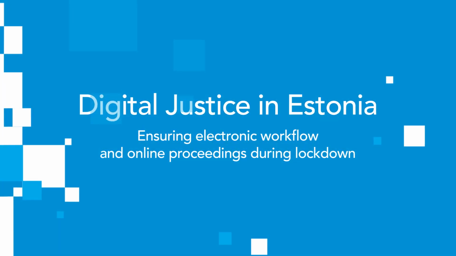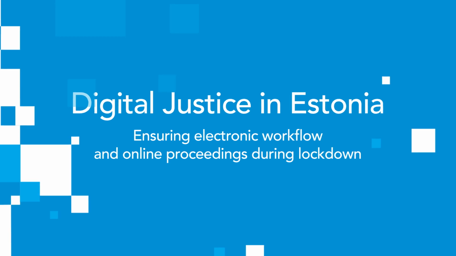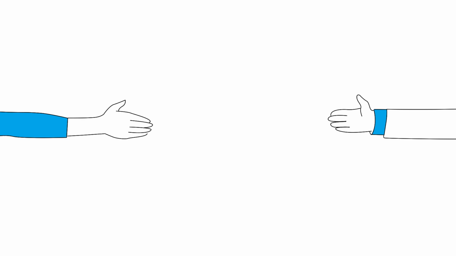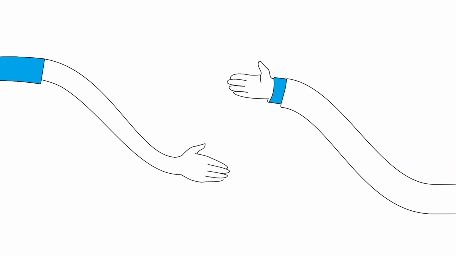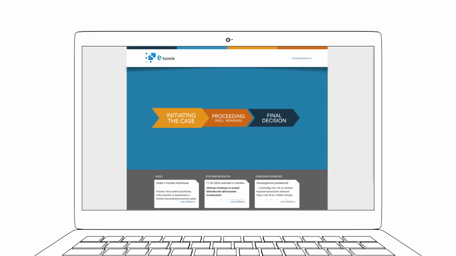Digital justice in Estonia, ensuring electronic workflow and online proceedings during lockdown. When a situation arises where a mutual agreement between two parties cannot be reached, the next step is to turn to the courts. We have created an environment in Estonia where all the steps, from initiating the case to publishing the final decision, can be carried out digitally.